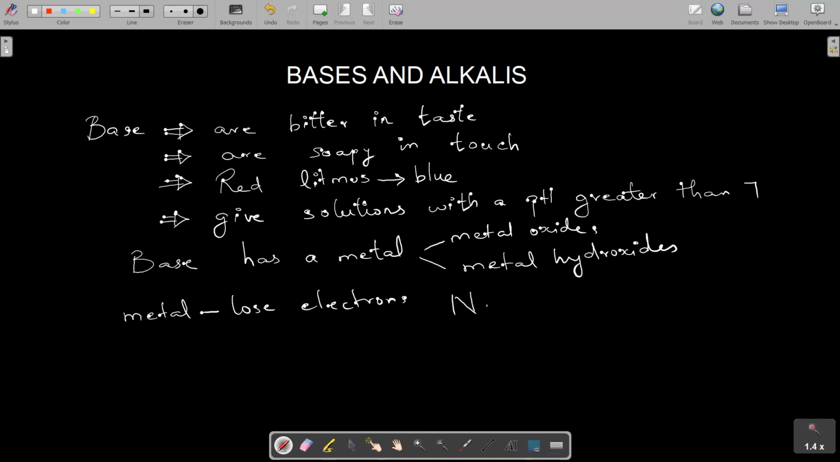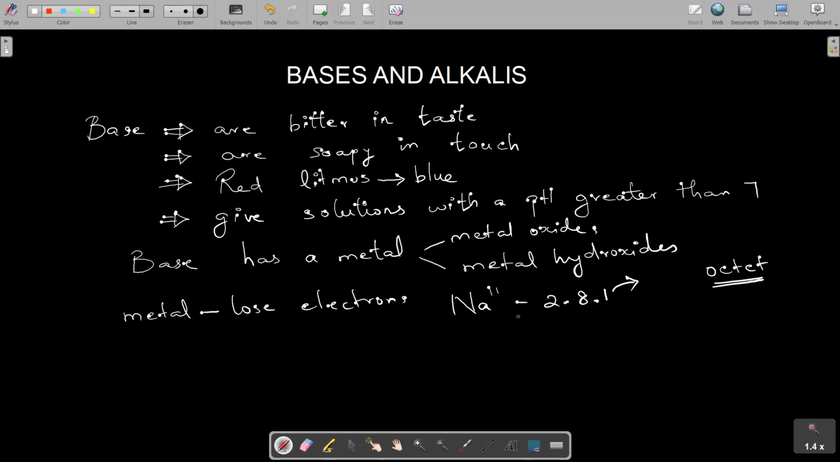Let's take sodium. Sodium has an atomic number of 11. So in the first shell there will be 2 electrons. If you see the electronic configuration, the first shell will have 2 electrons, the second shell 8, and then 1. Now, to become stable, an element needs to have an octet, that is, 8 electrons in the outermost shell. Now, what is easy for an element, to lose 1 electron or to gain 7 electrons? It's easy to lose 1, right?